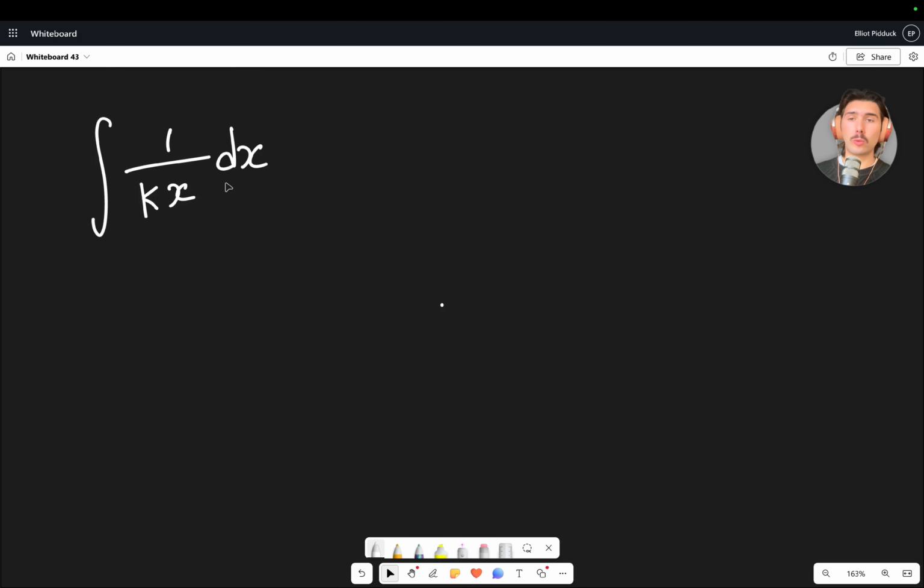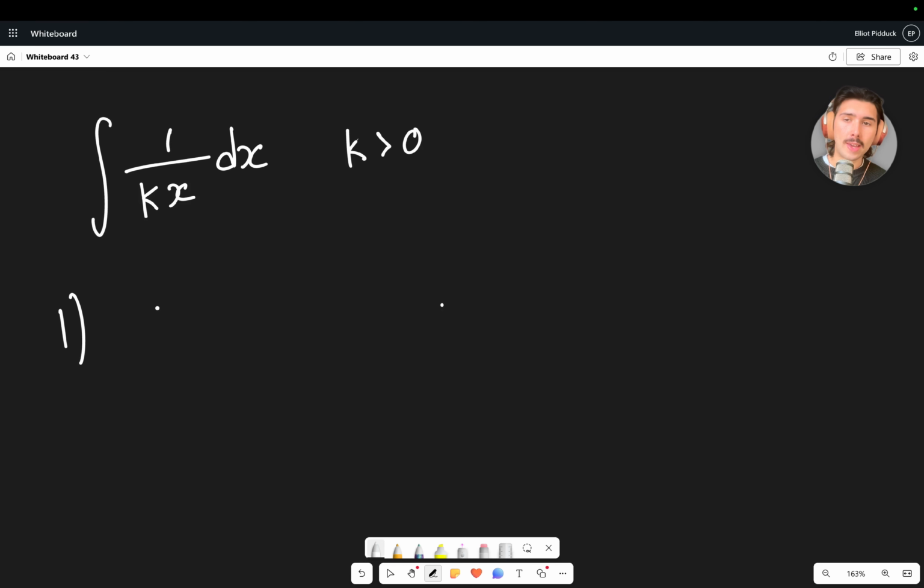We've got the integral of 1 over kx dx, and just for simplicity, let's keep this nice and simple and say that k is just any number, but it's greater than 0. So it's not negative, it's not 0. Now, how would you integrate this? Well, there's two ways. Let's do them both.